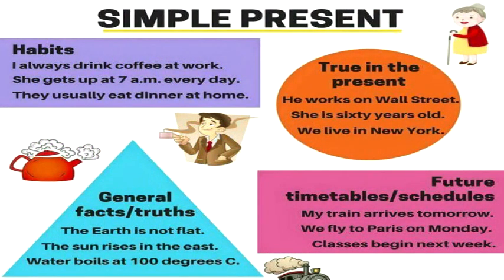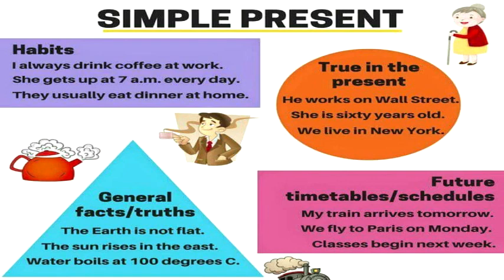Children, before we actually start the negative and interrogative kind of sentences, let us see where we use it. I know I have already shared it with you in the previous session, so how about a quick recap? Simple present tense is used when you want to talk about your habits, like I always drink coffee at work. She gets up at 7 a.m. every day. They usually eat dinner at home.